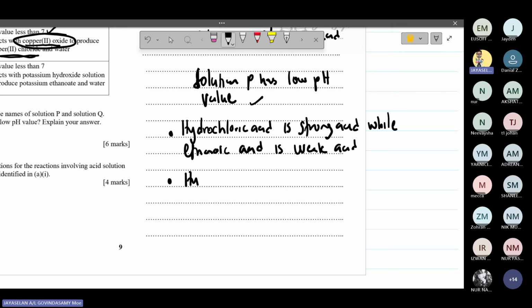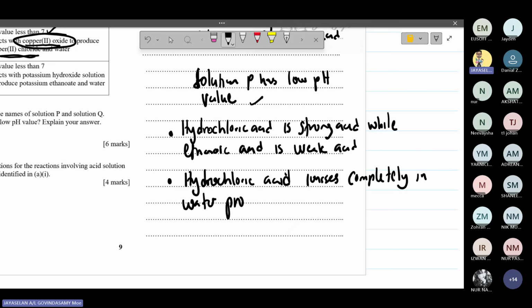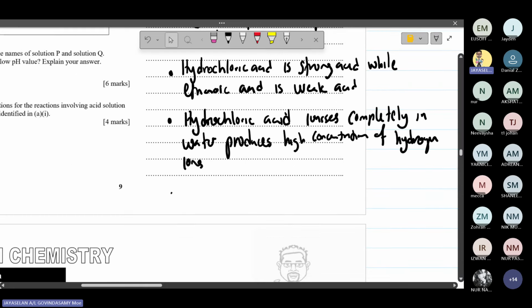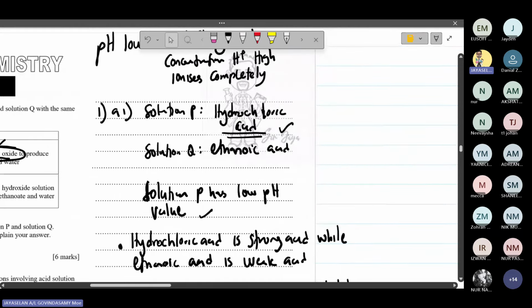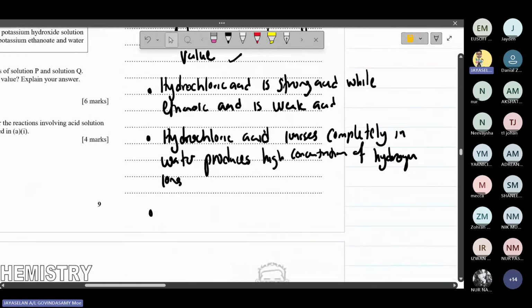So I put here hydrochloric acid ionizes completely in water, and it will produce high concentration of what ion? Of hydrogen ion. So you already score 1 mark. Then next point, last point, how many marks have you got? 1, 2, 3, 4, 5.